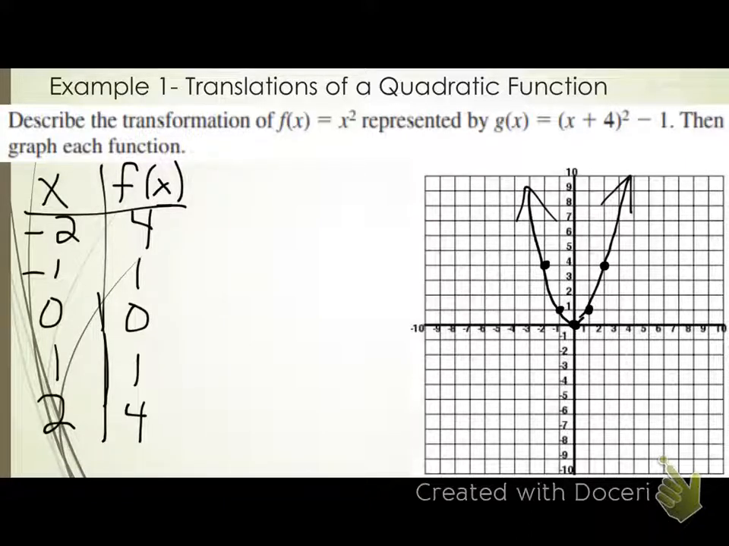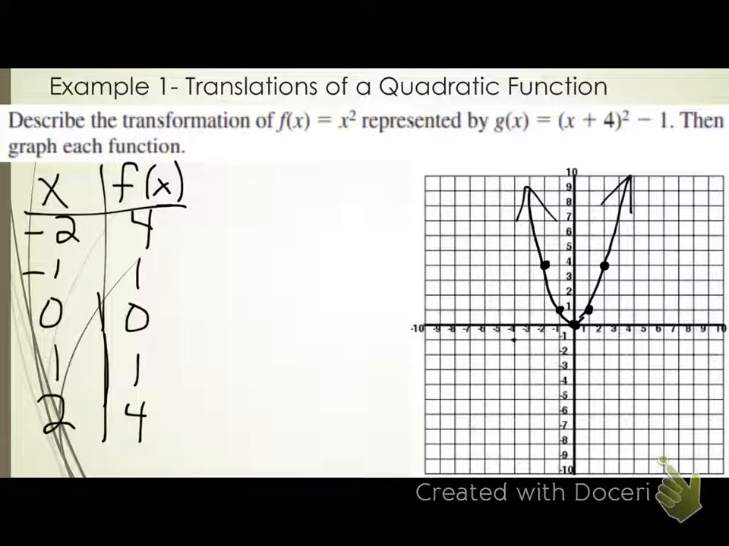Now, I need to graph my g of x function, x plus 4 squared minus 1. There's two ways I could do this. I could create another table of values, or I can just look at the transformations that are occurring. If it's just a translation, it's pretty easy just to graph the translation without doing a table of values. Each point, I'm going to translate 4 units to the left and 1 unit down. Does that make sense?